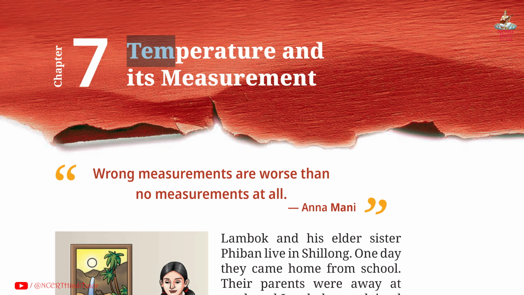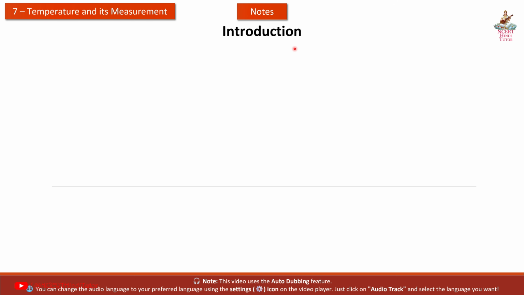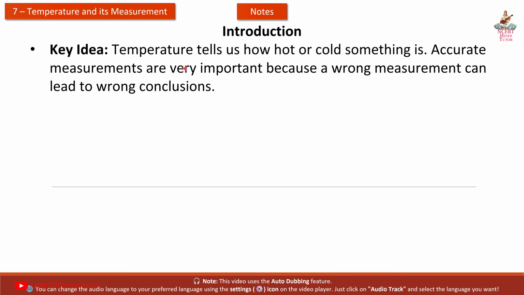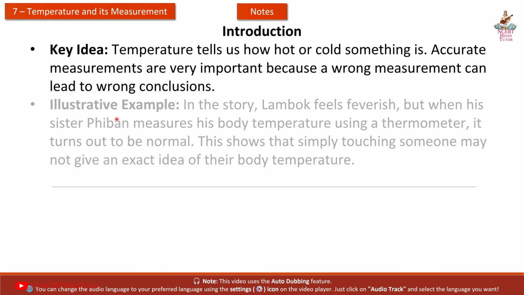Chapter 7, Temperature and its Measurement. Notes and Summary from Grade 6, Subject Science, Book Curiosity. Introduction. Key idea: temperature tells us how hot or cold something is. Accurate measurements are very important because a wrong measurement can lead to wrong conclusions.